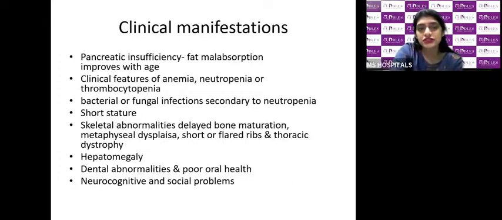Clinical manifestations are pancreatic insufficiency, with fat malabsorption that improves with age. Clinical features of anemia, neutropenia, or thrombocytopenia. Bacterial or fungal infection secondary to neutropenia. Short stature, skeletal abnormalities, delayed bone maturation, metaphyseal dysplasia, short or flared ribs and thoracic dystrophy, hepatomegaly, dental abnormalities and poor oral health, neurocognitive and social problems.